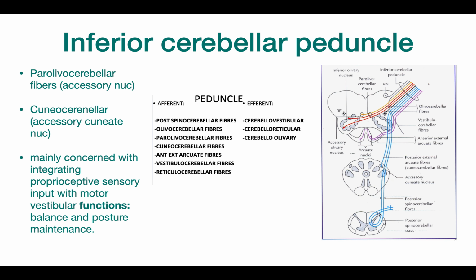The inferior cerebellar peduncle, that's where the paraflocculo-cerebellar fibers project to. So here are all the afferents, here are the efferents. There's a lot of fibers. What's more important is that they are concerned with integrating the proprioceptive sensory input with the motor vestibular functions. So what does that mean? It's going to integrate proprioceptive information, and with that, the body is going to use the motor system to compensate for whatever, right? So it's maintaining balance and posture.